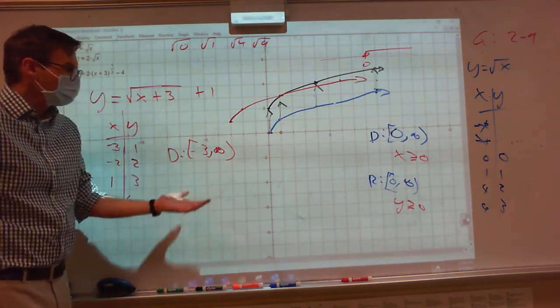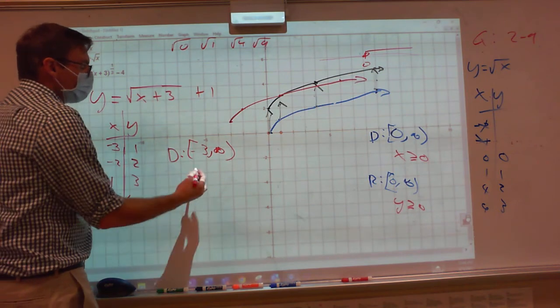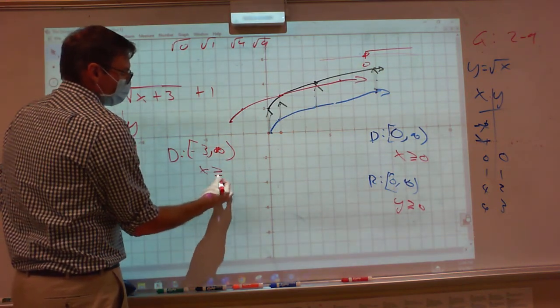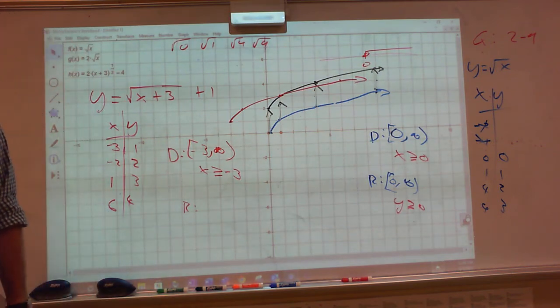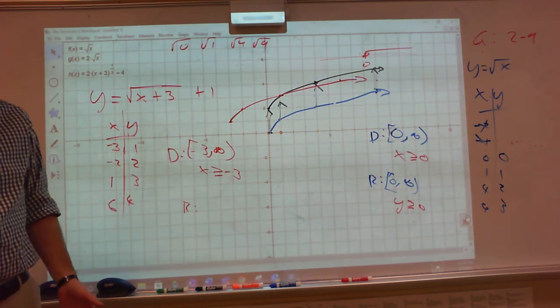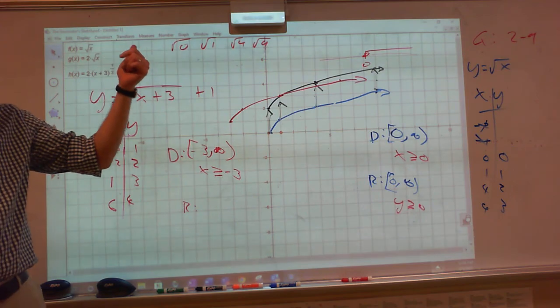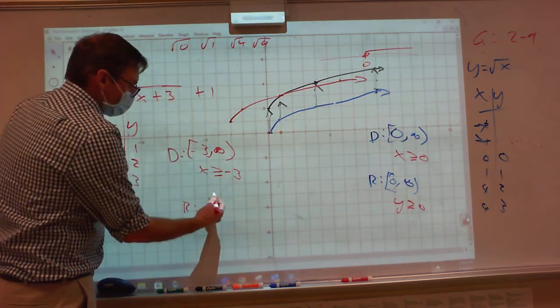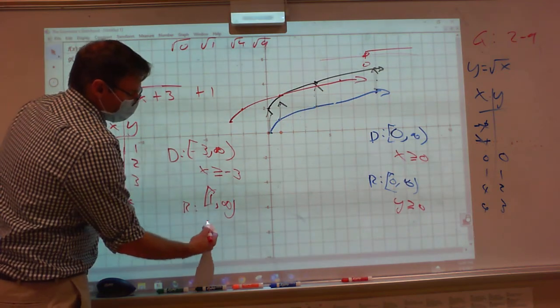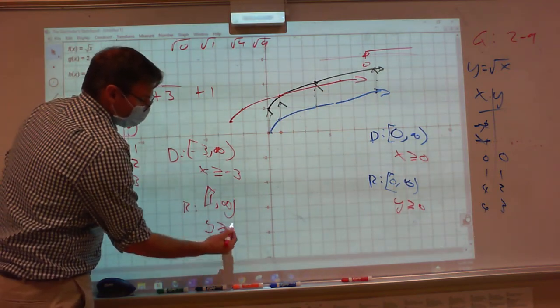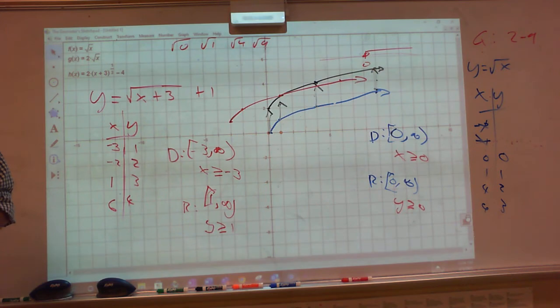But Alex doesn't want this. They want the inequality. So we're going to have to say x is greater than or equal to -3. What about our range? To where? Up, right? Does everybody see our range is 1 to infinity? So our range is going to be 1 to infinity. But Alex is going to want us to say y is greater than or equal to 1. Does that part make sense?